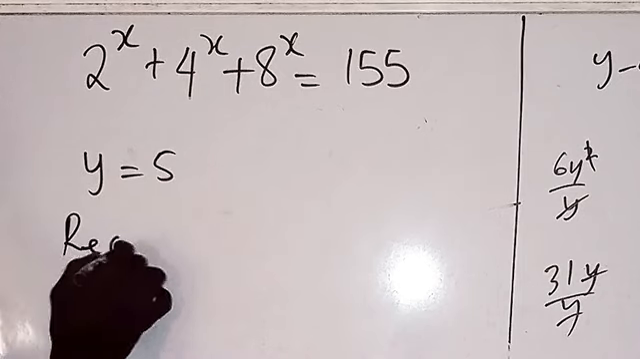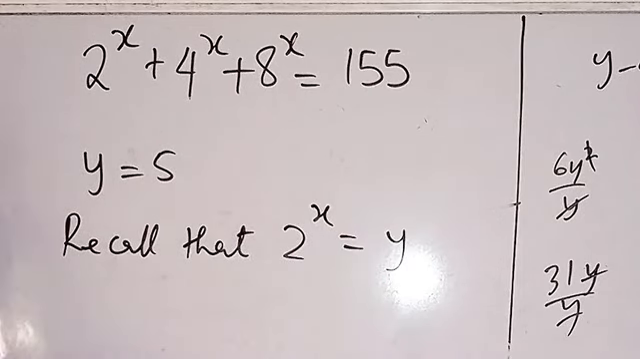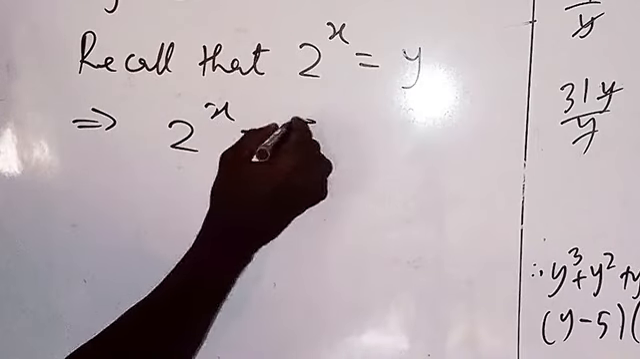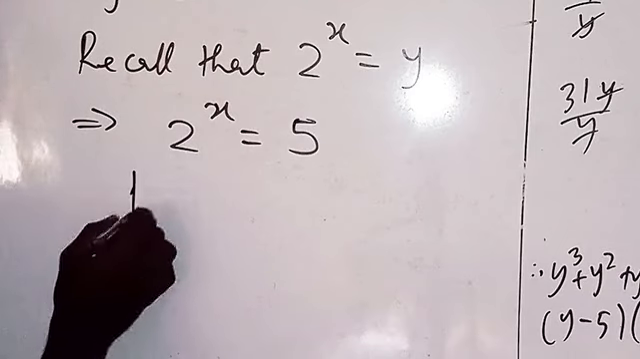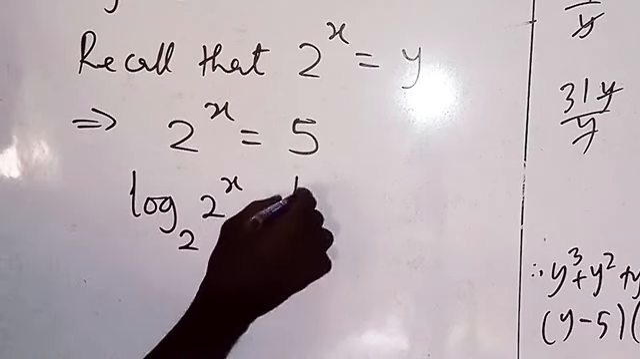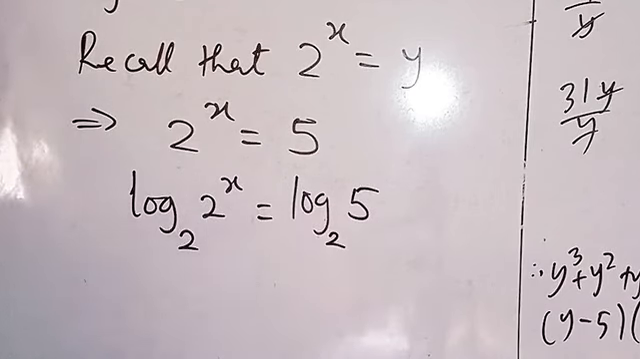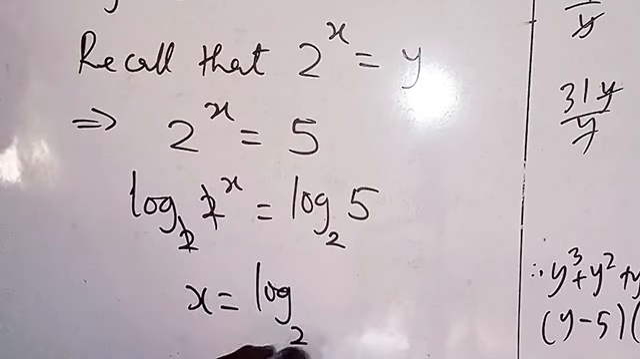So we need to recall that 2 to the power of x equals y. So therefore we're going to have 2 to the power of x equals 5. Now we introduce logarithm to both sides, that is logarithm with respect to base 2 of 2 to the x equals logarithm with respect to base 2 of 5. So here we cancel this, and we have x to be log of base 2 of 5. Are you getting it now? This is the solution we have.